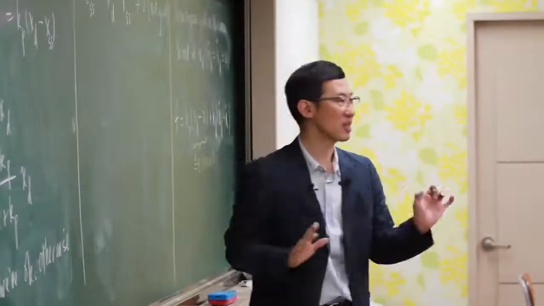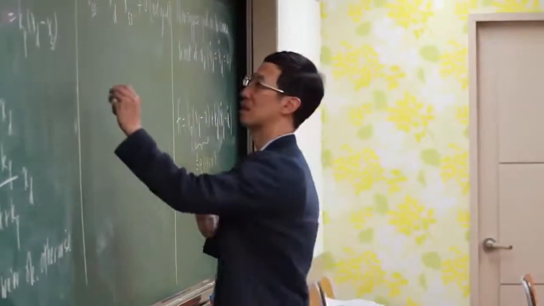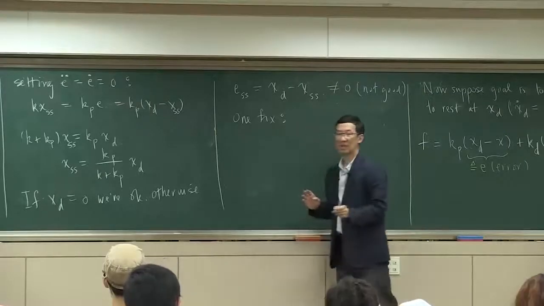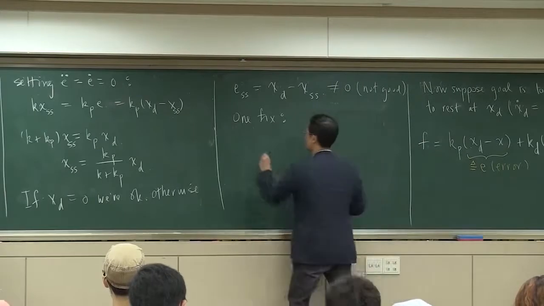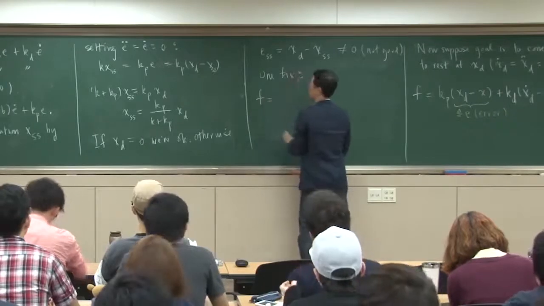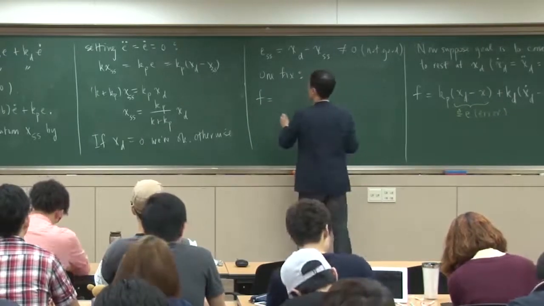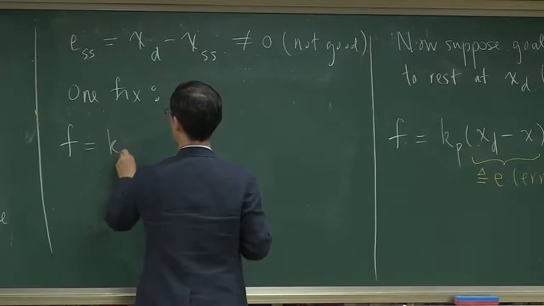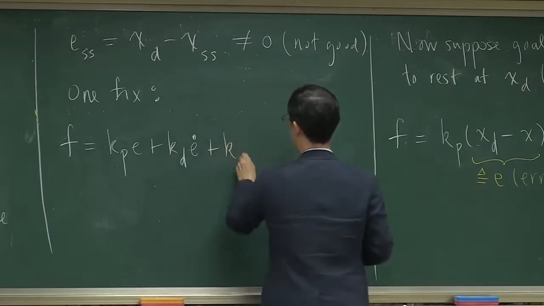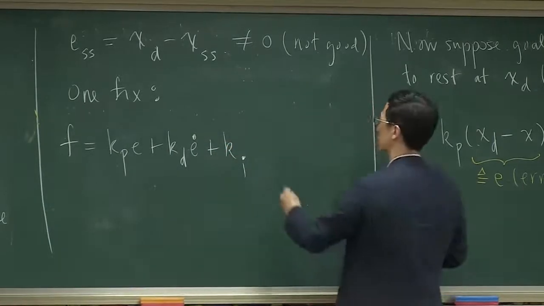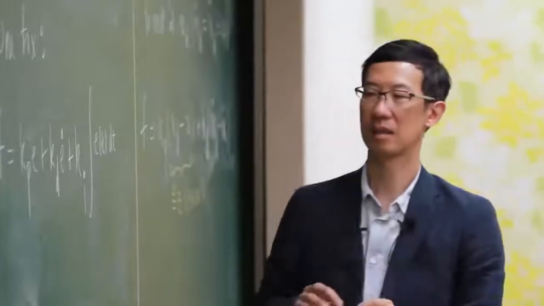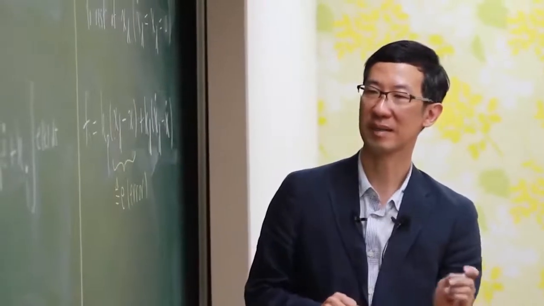All right, so the way to fix this, one fix, and it's a pretty good fix, is to add an integral term. Let me show you how it's done. So keep using tau. F is the same as before, kp E plus kd E dot, but now we add one more term, plus ki. Now we add an integral term. The integral here is E of t dt.